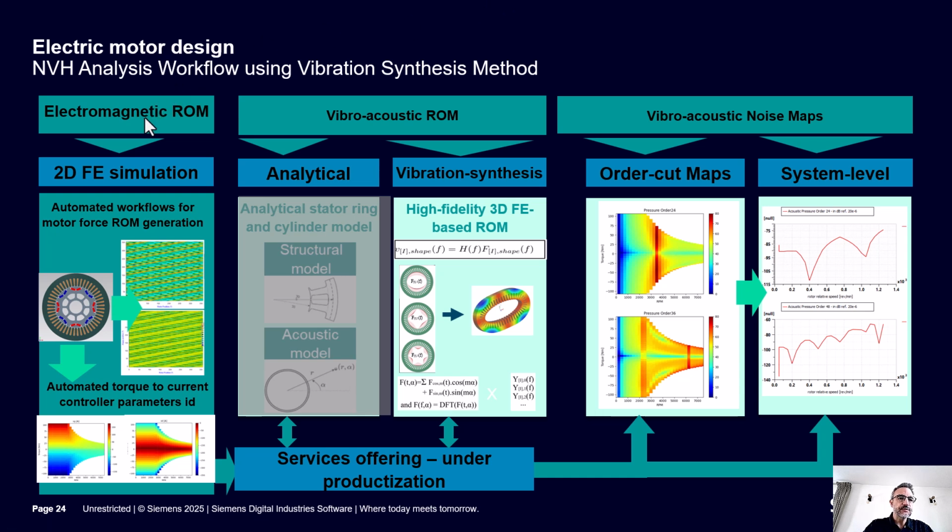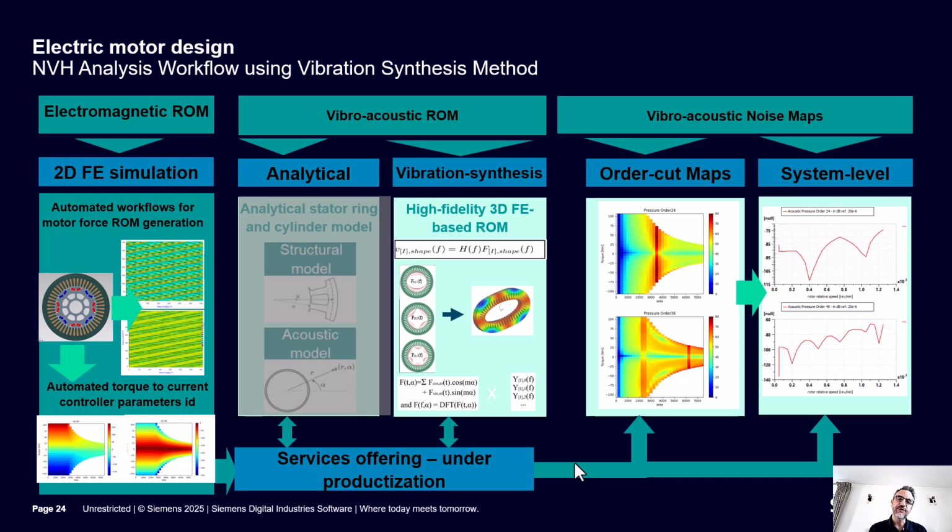Now, besides these very detailed calculations, one of the difficulties to deal with will be calculation time, because we are talking about quite large models. So in this case, we can propose our eNoise app as a solution, and in particular, the so-called vibration synthesis method. In this method, we are reducing the FE representation of the structure by means of a reduced order model. And this will allow us to do much faster predictions.